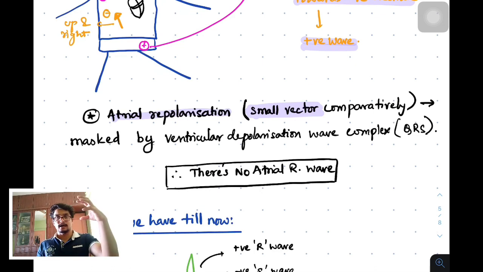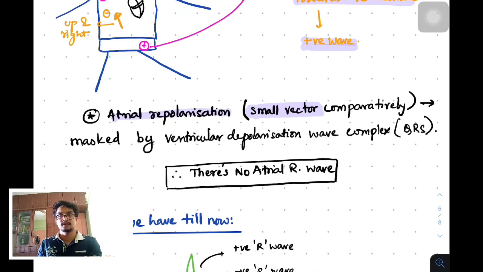The atrium contracts and fills up the ventricle; the ventricle is in diastole while the atrium is in systole. So when the ventricle is in systole, the atrium should dilate. Both cannot be in systole at the same time. So when the ventricle is undergoing depolarization, that means contraction, systole, at that time the atrium is undergoing repolarization.